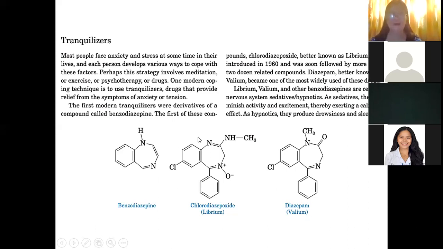Okay, so another one derived from the benzo is the chlorodiazepoxide or the Librium, that is 1960. Then the last one is diazepam. These two are no longer available now; what remains is Valium.